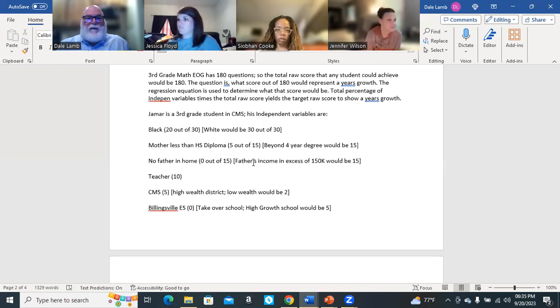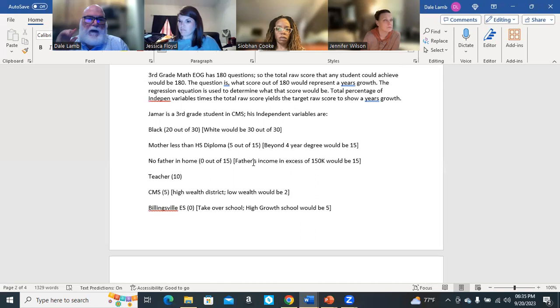His mother has less than a high school diploma. She's got an 8th grade education, so he gets 5 out of 15. If she had beyond a 4-year degree, she would get 15. No father in home, so that's 0 out of 15 possible points. Father income in excess of 150 would be 15 points. Now you say, well, how does this matter? Well, if dad makes enough money, mom can stay at home. Who does lap time with young emerging readers? That would be mama. So that's why that's important.